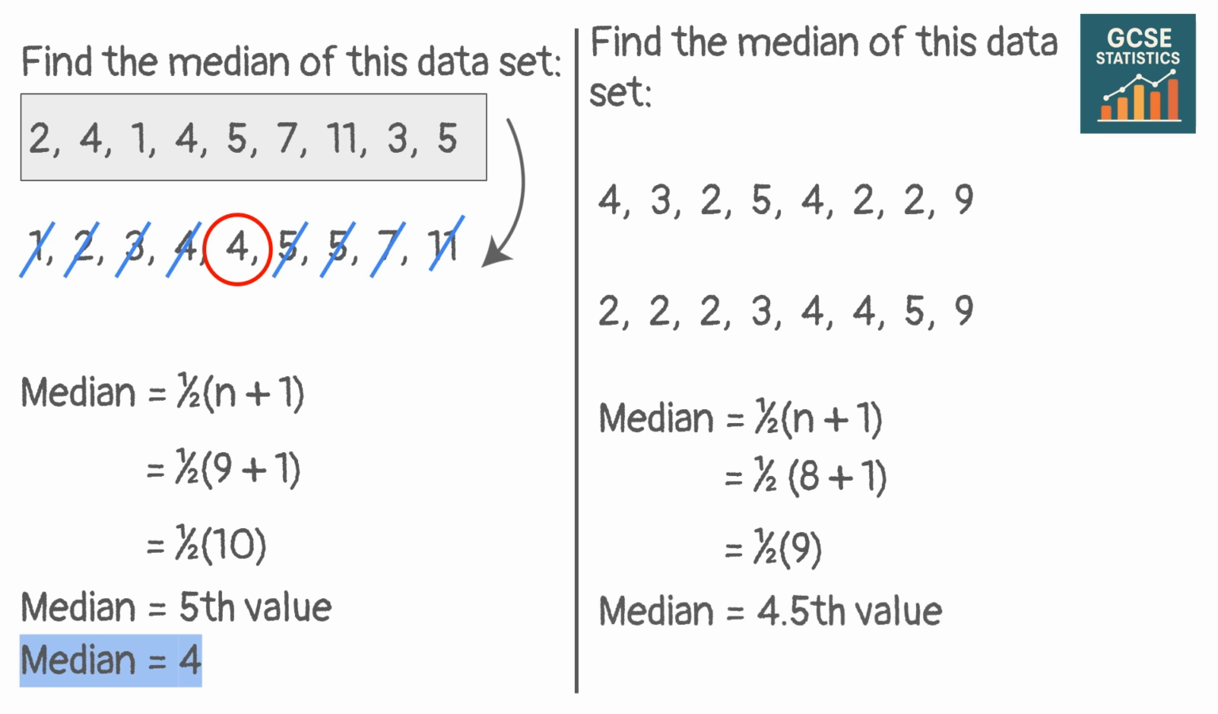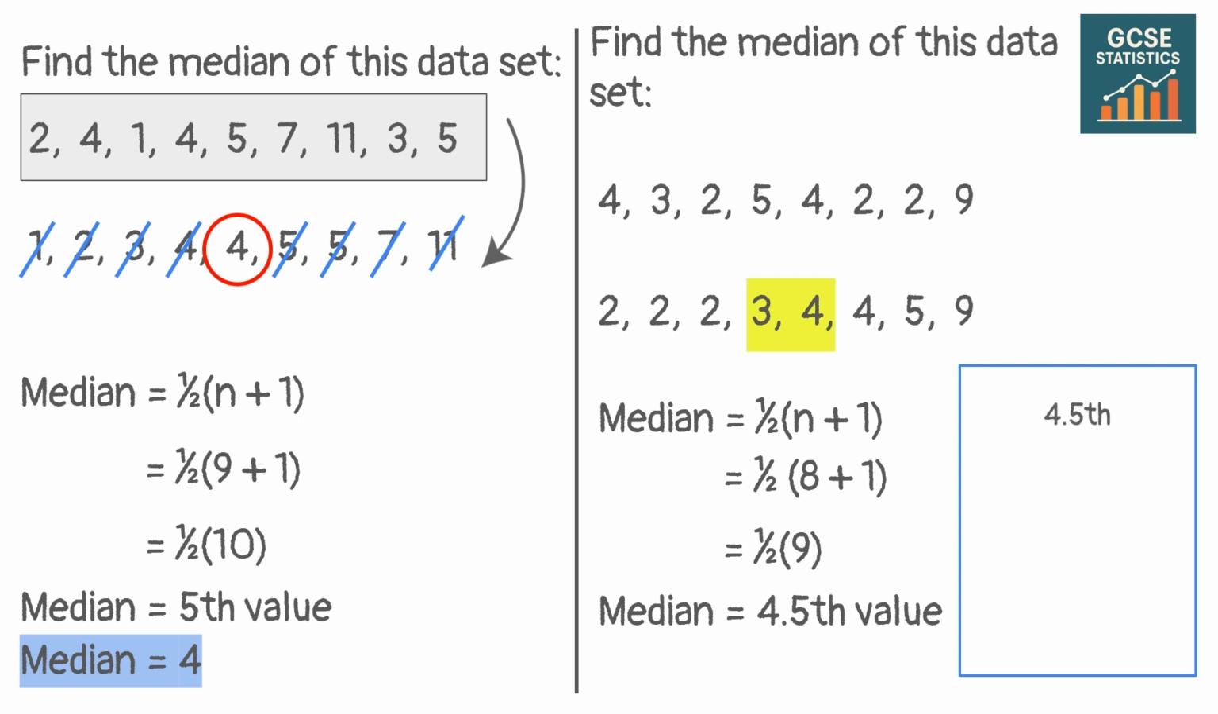Now, bear with me, you just have to have a good think once, and after that, questions like this become a lot easier. If we know that our 4th and 5th values are 3 and 4 respectively, we can show this visually. Now, the 4.5th value is halfway between the 4th and the 5th value if we draw it out onto a number line. That means, if it is halfway between the 4th and the 5th value, it must be halfway between the numbers 3 and 4, which gives us a median of 3.5.